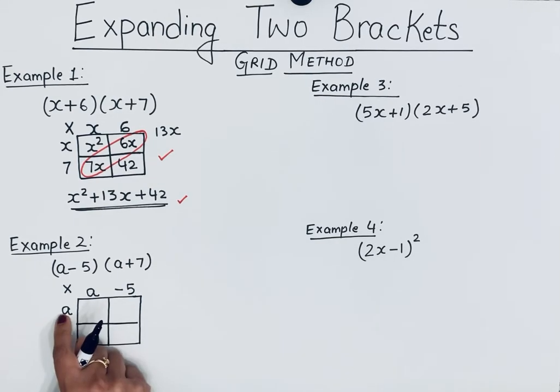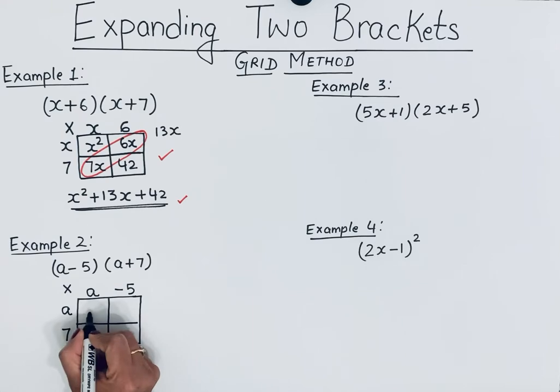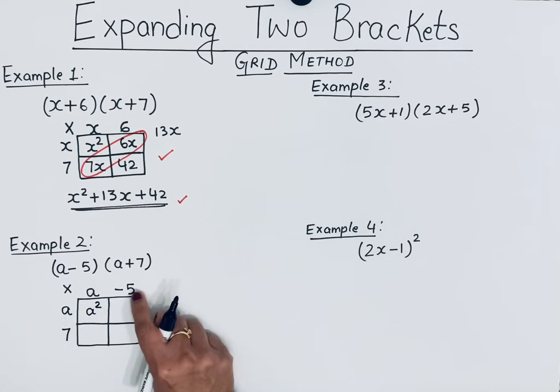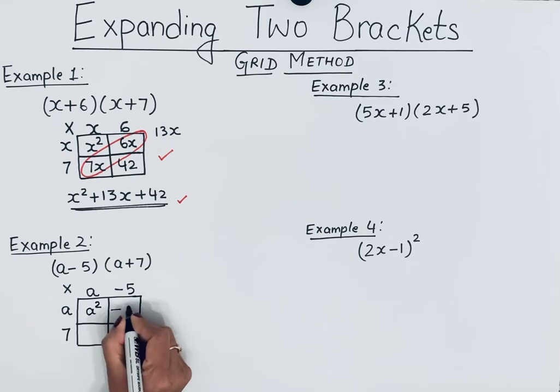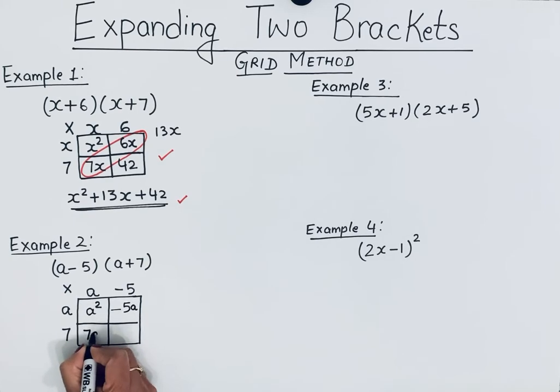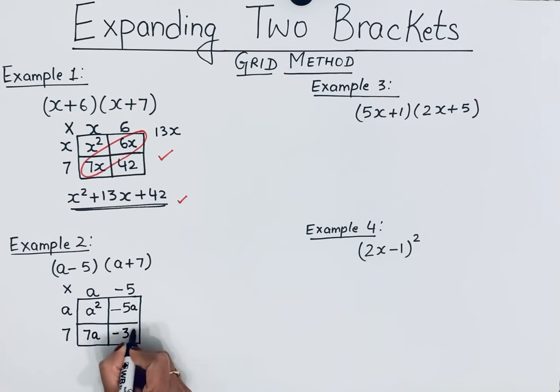Let's do that. a times a is a squared. a times negative 5 is negative 5a. 7 times a is 7a. And 7 times negative 5 is negative 35. Remember to include the signs correctly.